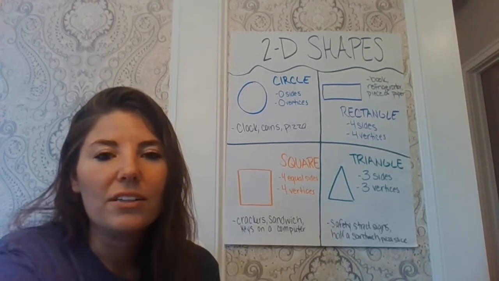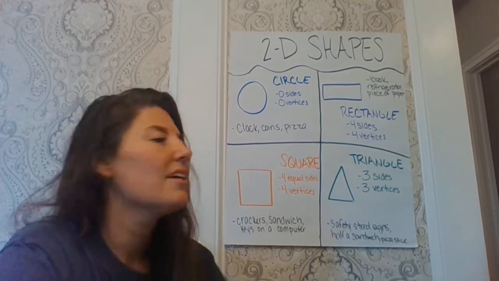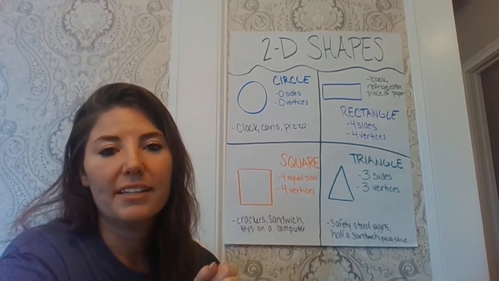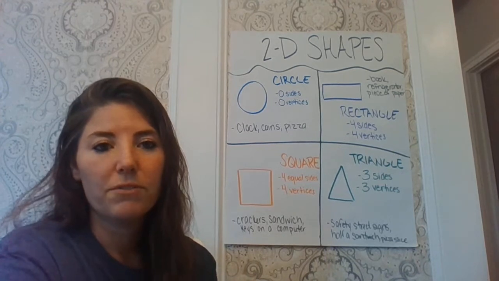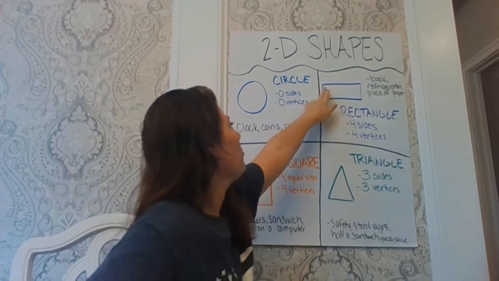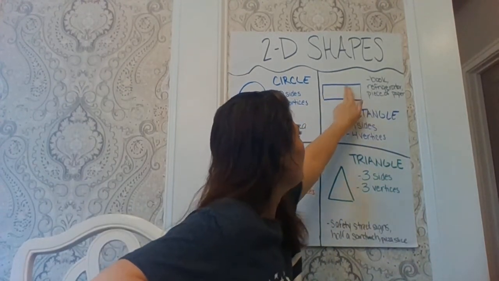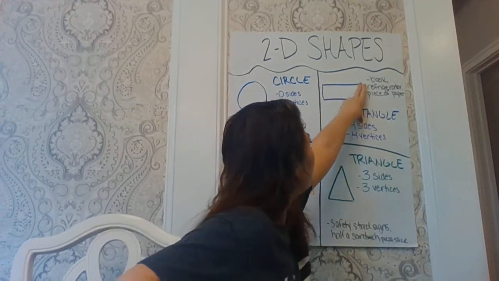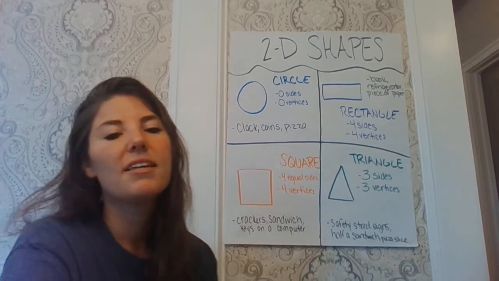Our last shape that I want to go over is a rectangle, and a rectangle has 4 straight lines that make up the 4 sides and 4 vertices. Let's count those. So we have 1, 2, 3, 4 sides, and we have 1, 2, 3, 4 vertices.